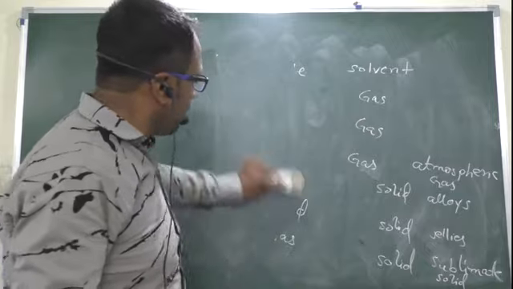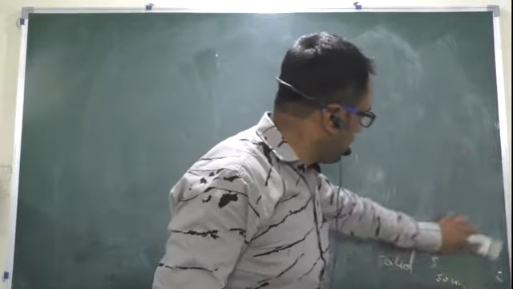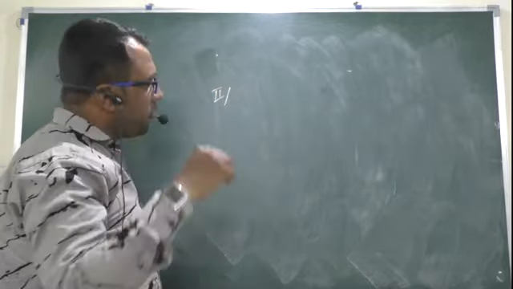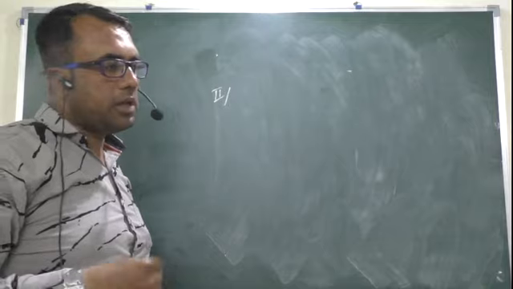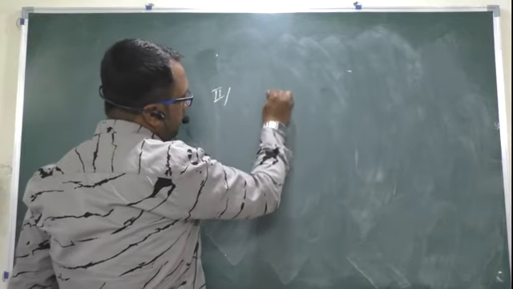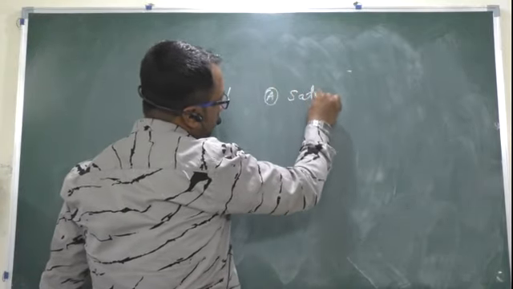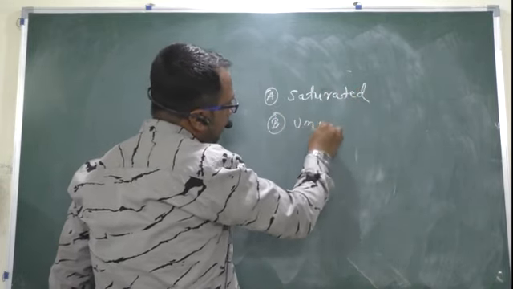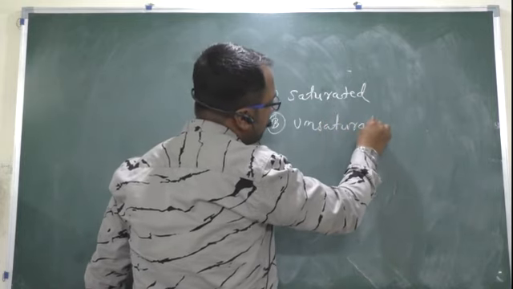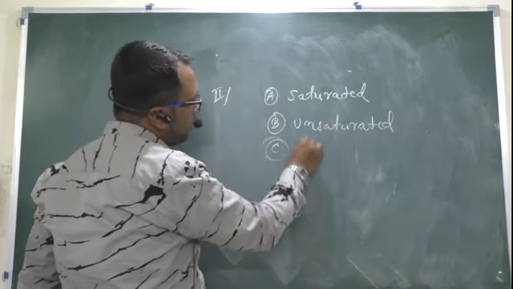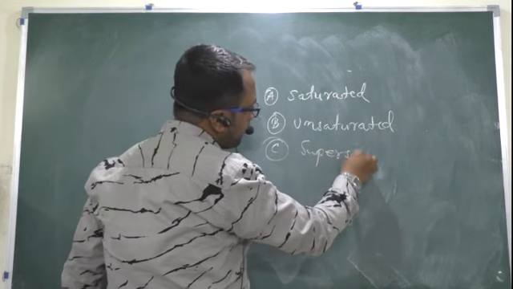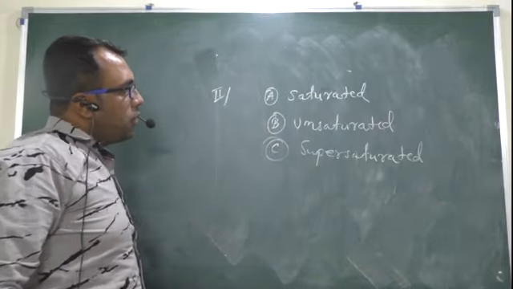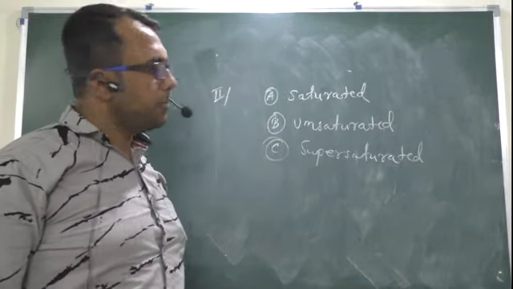Our second basis to classify the solution, if you remember, I wrote on the board, is on the basis of extent of solubility of solute in a solvent. According to that concept, we have 3 types of solution. That is saturated solution, second is unsaturated solution, and the third is supersaturated solution. We will go for the meaning of these 3 also.